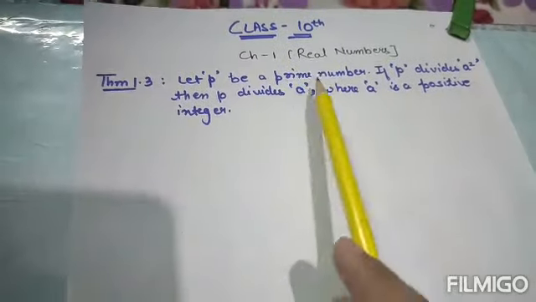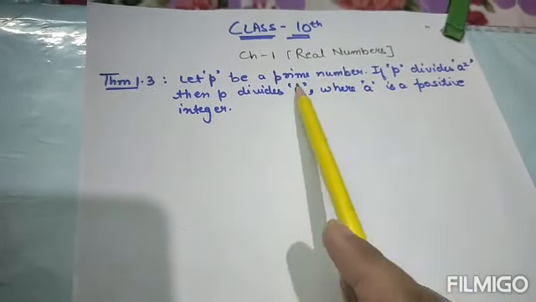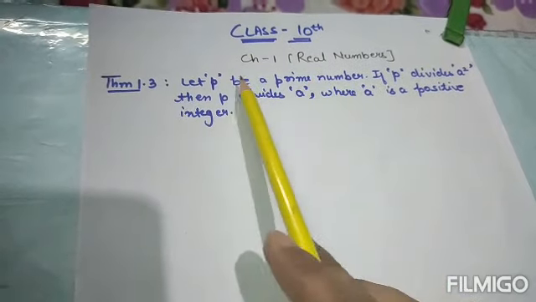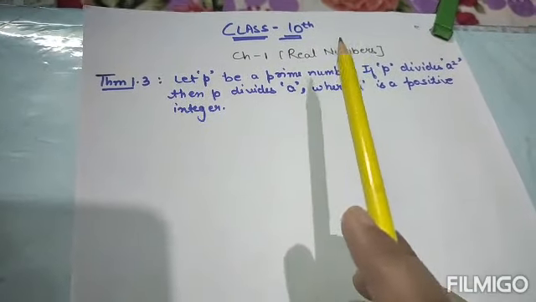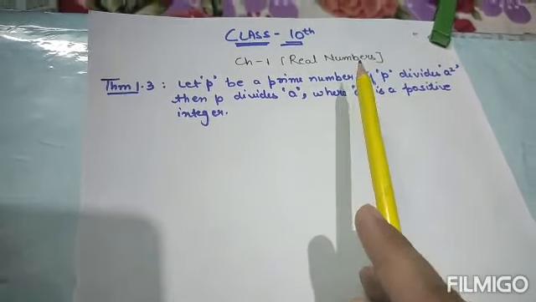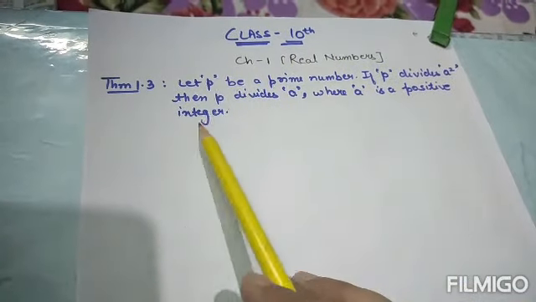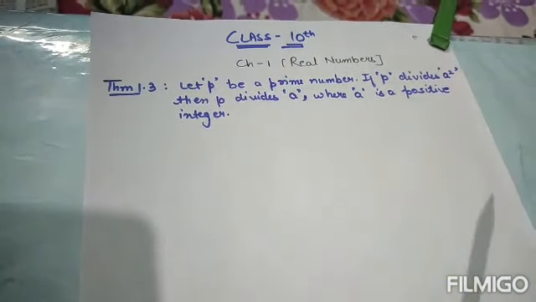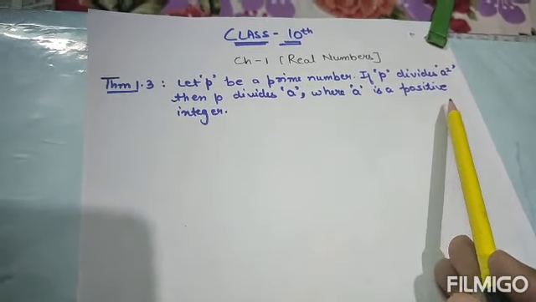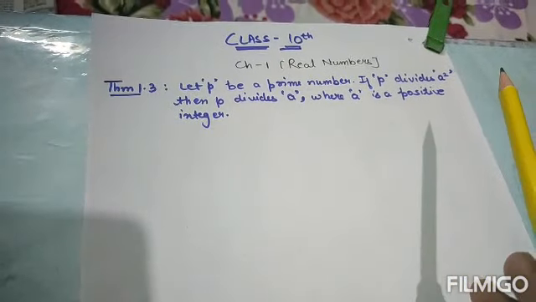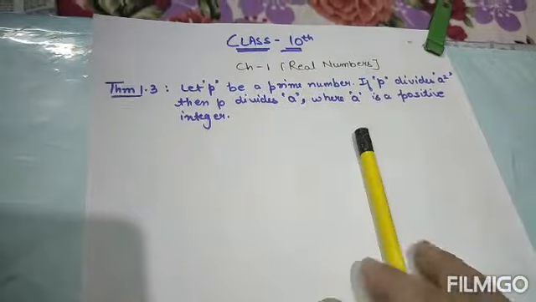Now just recap two words, positive integer and prime number. A number is a prime number if it has exactly two divisors, that is 1 and the number itself. Whereas positive integers are all the numbers on the right hand side of a number line, that is whole numbers, starting from 0, then 1, 2, 3 and so on.